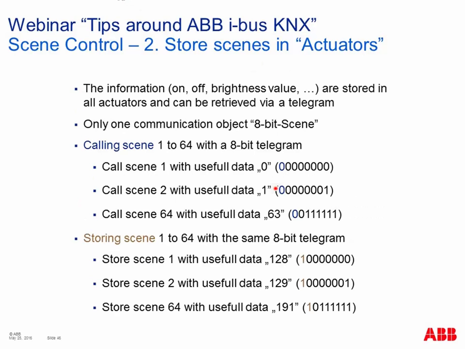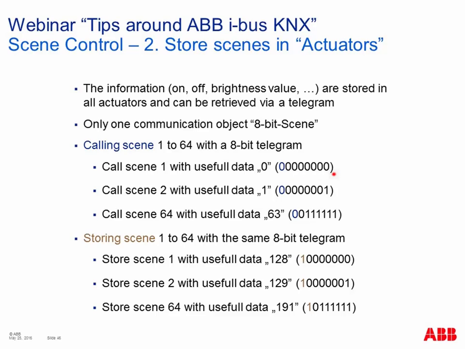So, and here maybe the explanation of our 8-bit scene telegram. We don't transmit the value, we send only one command, call or store the scene. It depends on the first bit. So when we call the scene, press short, then the first bit here, which is the blue one, is always 0. And then the next bit is spare, not used, and the last 6 bits are used for the number of the scene.